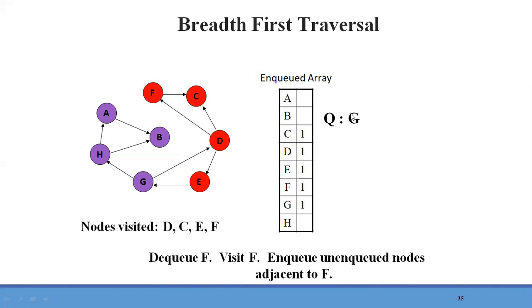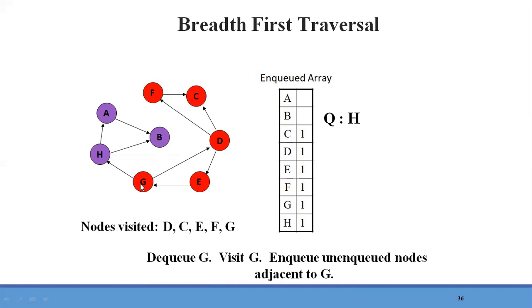So G we need to dequeue. That means next node which we should visit is node G. So we will visit node G. G is dequeued from the queue and is added in the visited list or in the output.